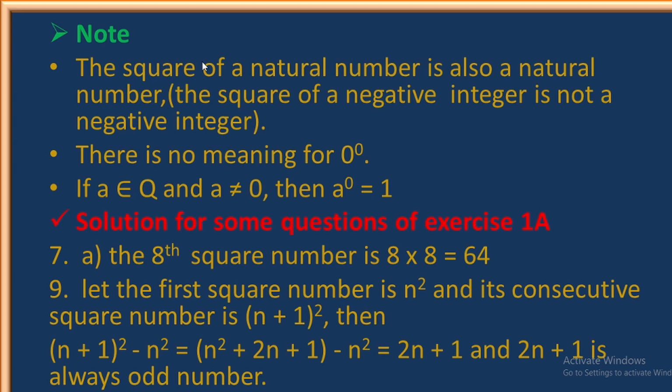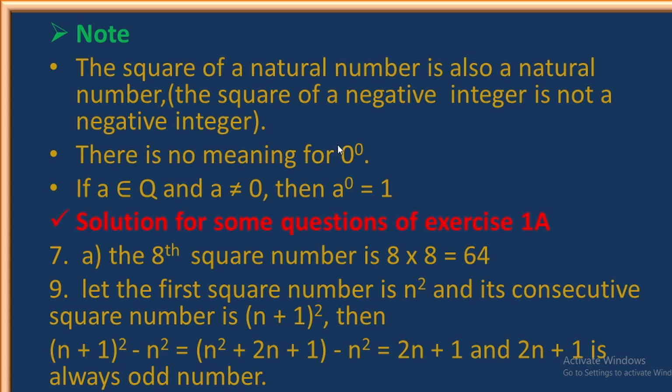But there may be special cases in negative integers. When we multiply a negative integer by a negative integer, or when we square a negative integer, the answer is always positive. So the square of a negative integer is not a negative integer. So the set of negative integers is not closed under squaring.